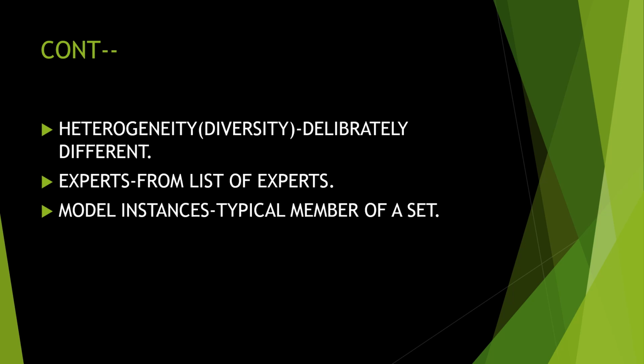Then model instances, a typical member of a set. For example, some students are differently abled. So from that you are taking a member of a set. I told you, some groups of students have dyslexia, and some have other disabilities. So you take a member from that group and you study it, a typical member of a set. You can take from physical deformity, from mental deformity, and a normal student. So from each set you are taking a model. This is what we call sampling of model instances.